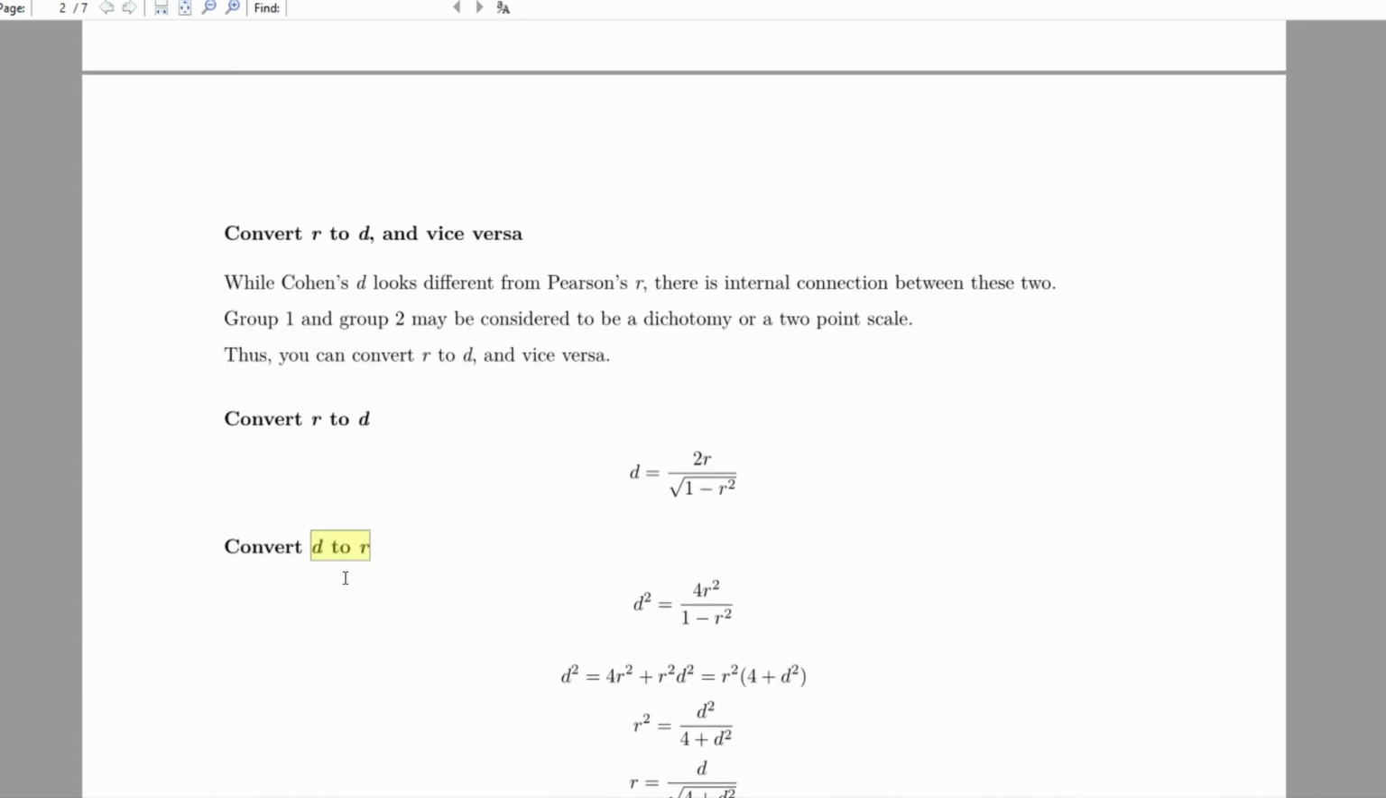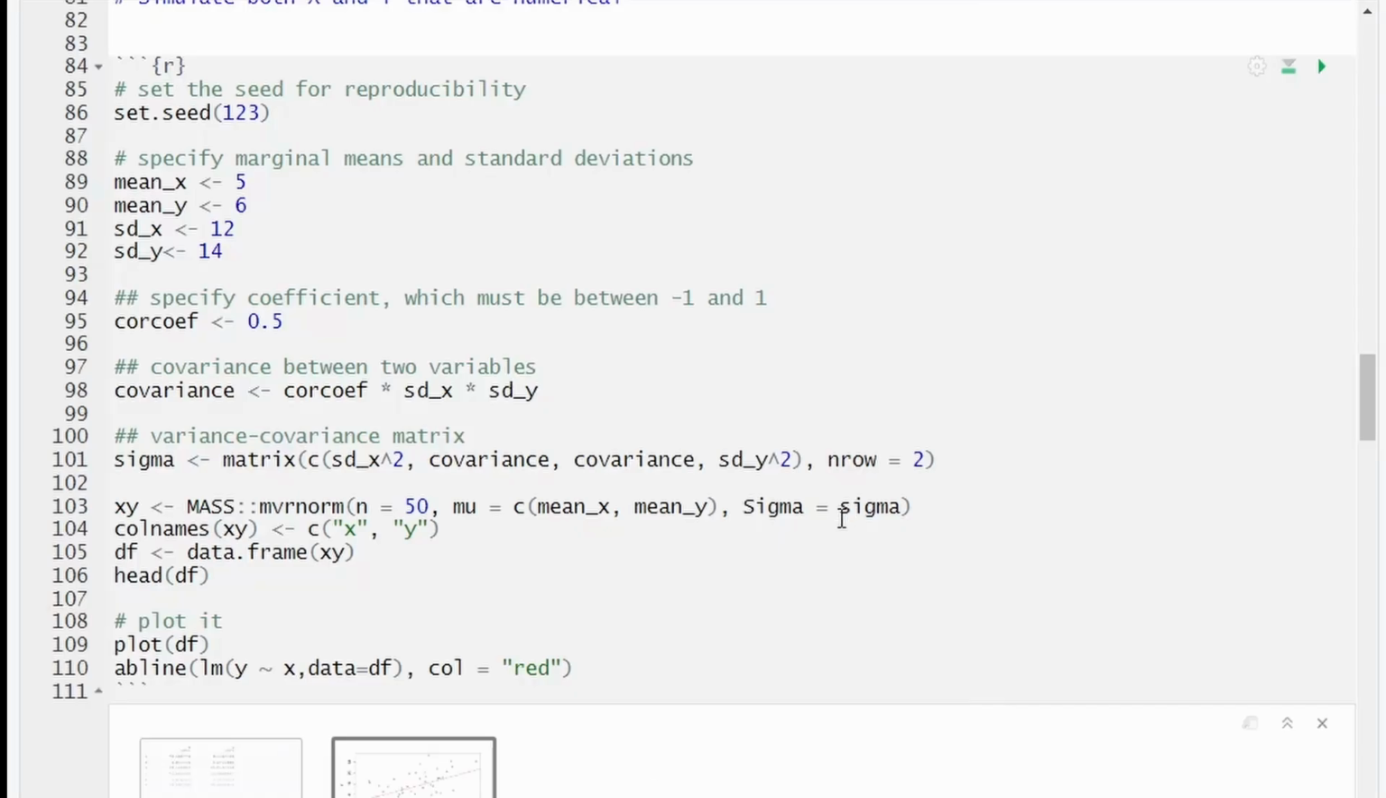Okay, so now, knowing the basic idea about Cohen's d and correlation r, I'm going to use some R code to demonstrate these two measures of effect size. So this is the R code. Basically, I wrote the PDF. It just shows using the R model.